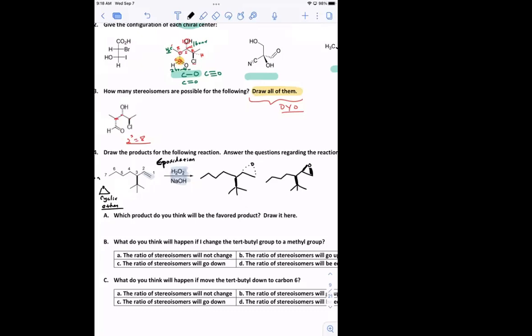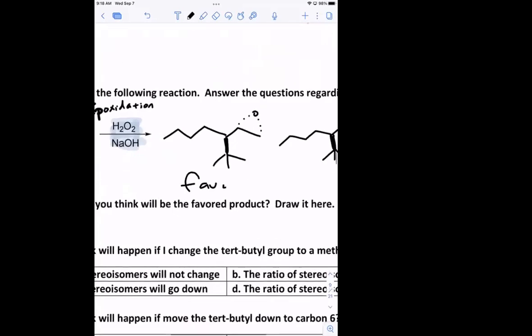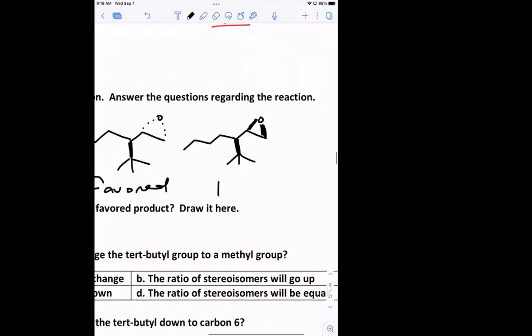All right. So what do you think for question 8? Which product do you think is favored? We already have it drawn, so we just need to pick which one is favored, based on what we know about reactions that happen at molecules that have pre-existing chiral centers. What do you think? The product on the left. This one? Yes. Okay. And this one will be disfavored.